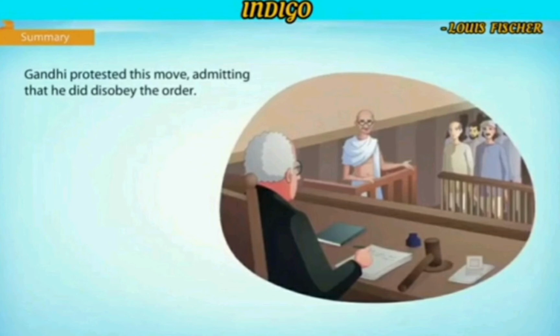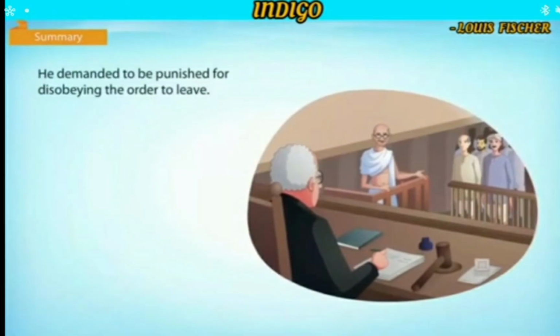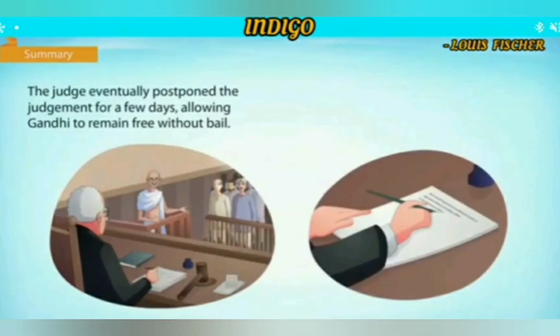Gandhi protested this move, admitting that he did disobey the order. He declared that he was there for a humanitarian purpose and thus could not leave. He demanded to be punished for disobeying the order to leave. The judge eventually postponed the judgment for a few days, allowing Gandhi to remain free without bail.